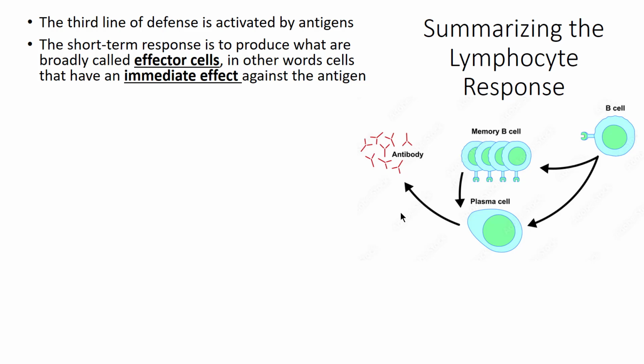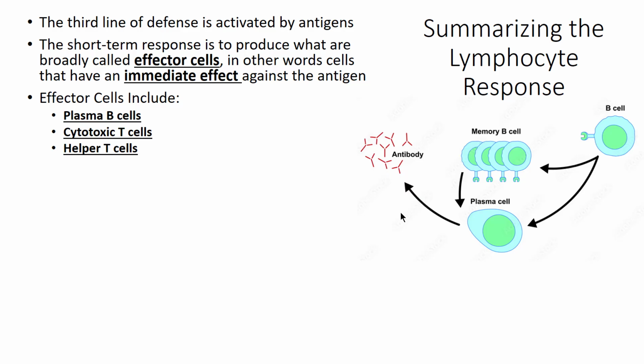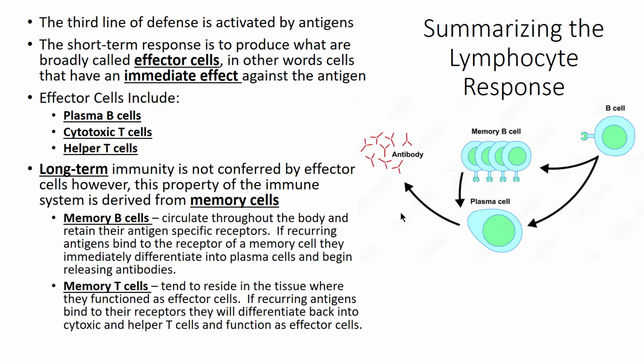To summarize the immune response here, the third line is characterized by two general types of cells. The effector cells are those that have the immediate action: plasma B cells producing antibodies, cytotoxic T cells killing the infected cells, helper T cells mediating the response. Long-term immunity then is conferred by the memory cells, memory B cells and memory T cells, that each play more nuanced roles. Memory B cells tend to circulate throughout the body, whereas memory T cells tend to stay in the tissue where they were initially activated.